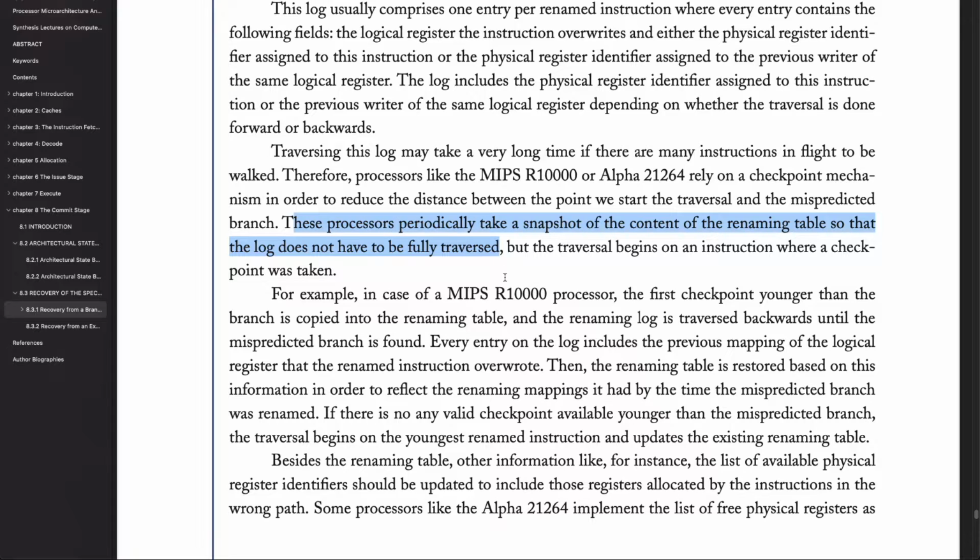Let's say you have a branch which is predicted at instruction 10 and you discover the misprediction at instruction 20. Normally you need to rewind all the way back from 20 to 10, but if you take a snapshot at 15, your traversal can begin at instruction 15, and you shorten the distance that way.